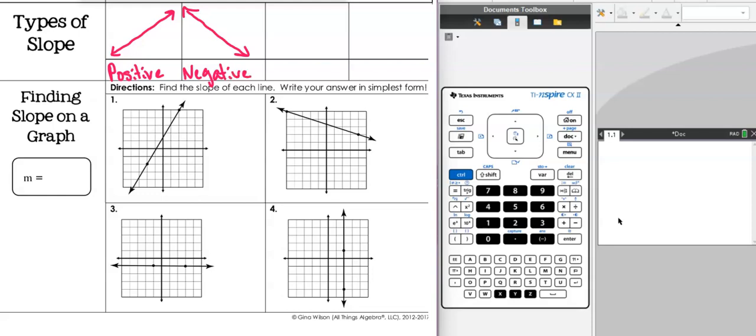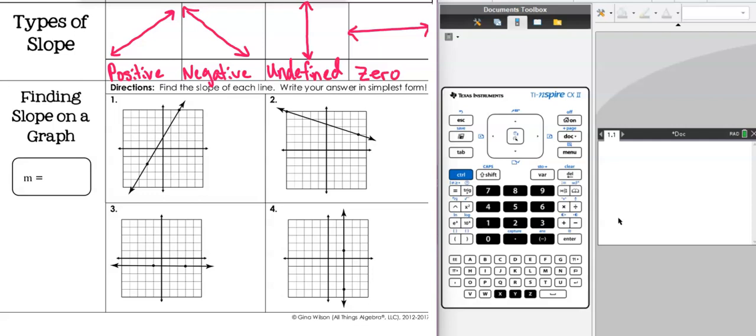Next, we have a line that's just straight up tall, up and down, vertical. This is called undefined, and we'll discover why today. Lastly, we have a horizontal line. It's flat from left to right, and this is called zero slope.